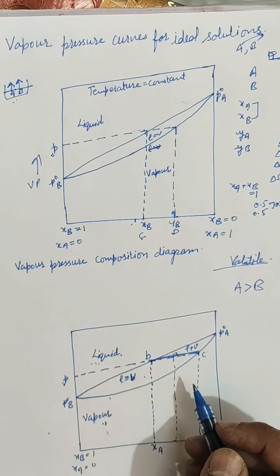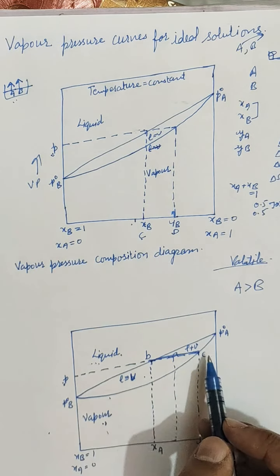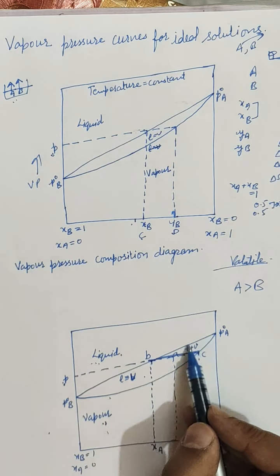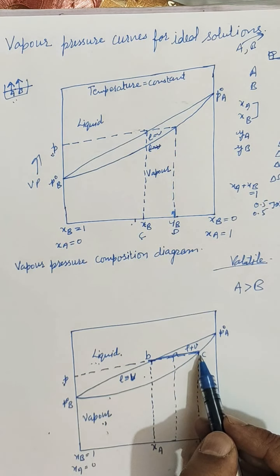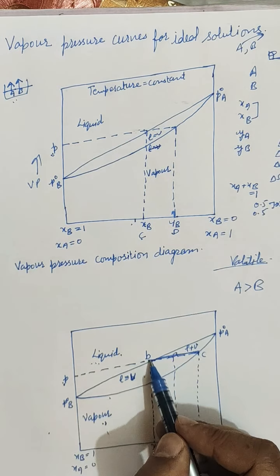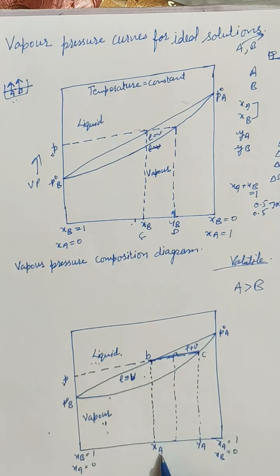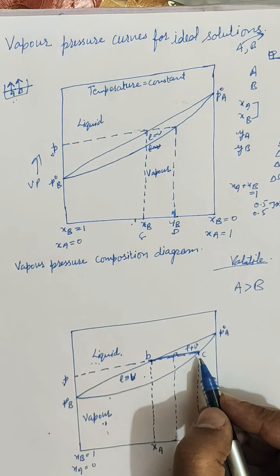Let me repeat once again. The tie line meets the liquid curve at point B, this is the liquid curve, and the vapor curve at point C. The mole fraction of component A in the liquid phase is given by point B, this is XA, and in the vapor phase it is represented by YA at point C, the mole fraction of component A.